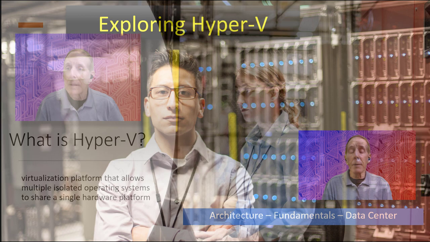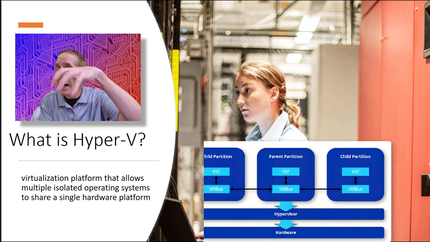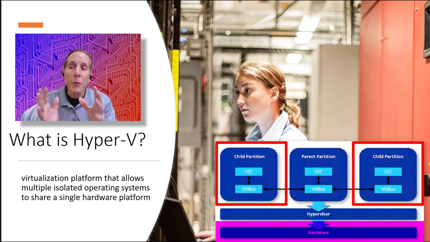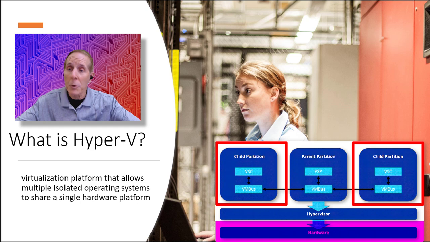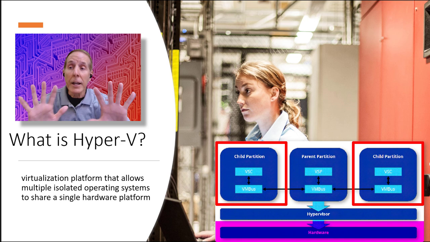So what is Hyper-V? Well, it's a virtualization platform that allows multiple isolated operating systems to share a common hardware platform. Now, the word isolated is very important because guest operating systems are isolated. They don't know the hardware below it. They don't understand other guest operating systems that are running beside it. They don't have a clue. And this virtualization brings all kinds of awesome benefits.